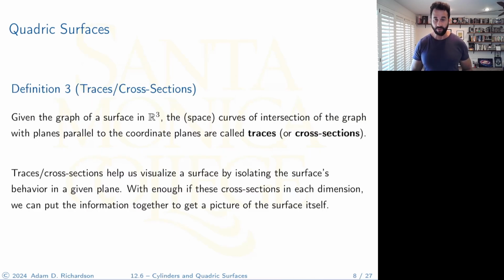So in order to see these, this is where traces or cross sections really, really come in handy. If we're given the graph of a surface in R3, the curves of intersection of the graph with planes that are parallel to the coordinate planes are called traces. Cross sections is maybe a little more of an intuitive way of describing these. Literally, just imagine you had some 3-dimensional shape and you chopped it. And then you looked at what you got when you chopped it.